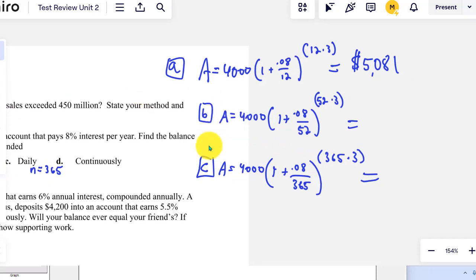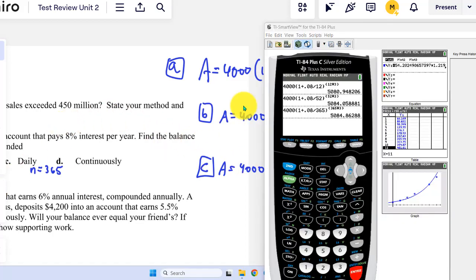So I wrote those equations out. The only difference between letters A, B, and C is that in A, we compound monthly, which is 12 months in a year. In B, we compound weekly, there's 52 weeks in a year, and in C, we compound daily, there's 365 days in a year. So I'm going to enter this into my calculator.